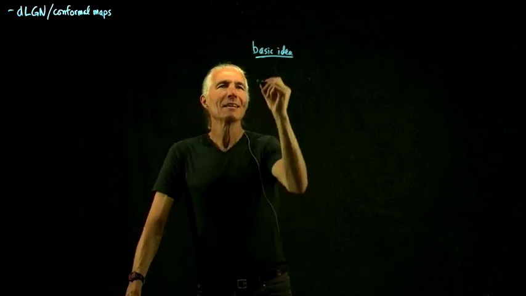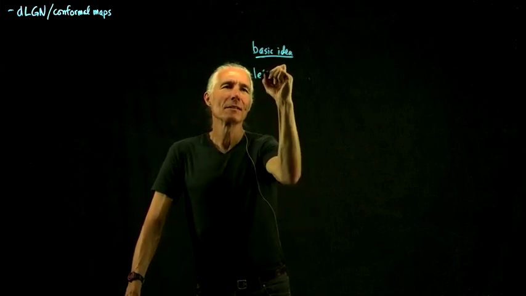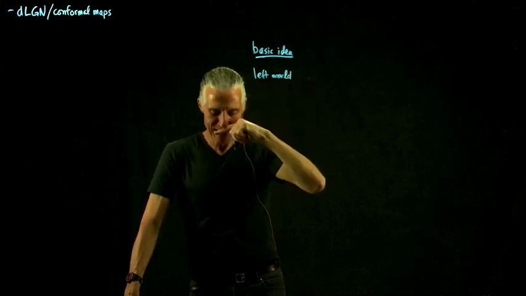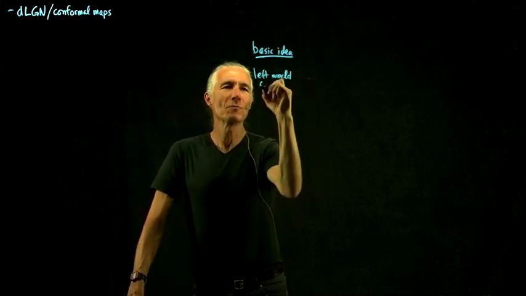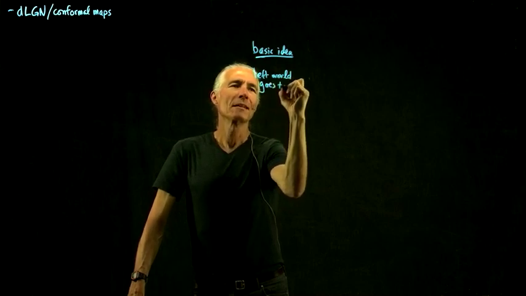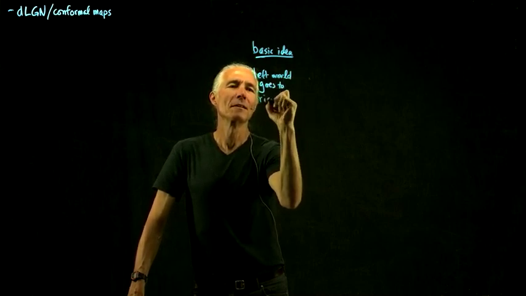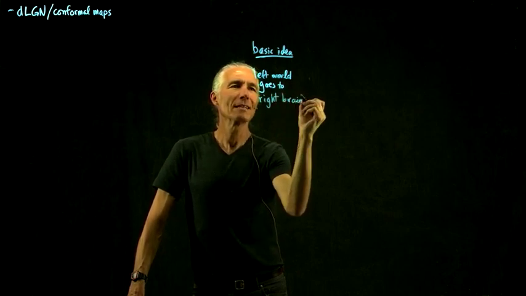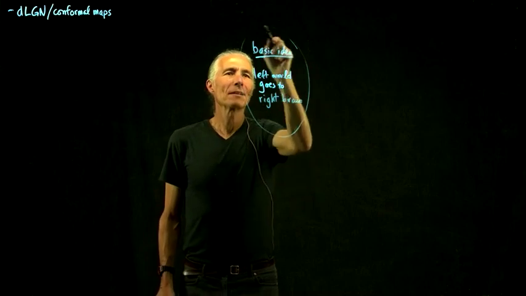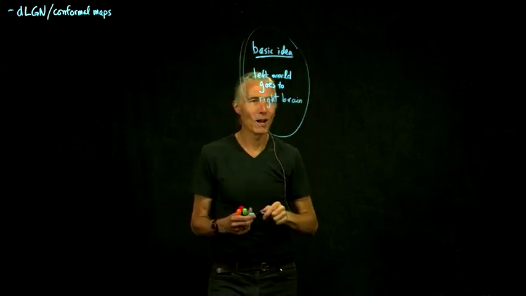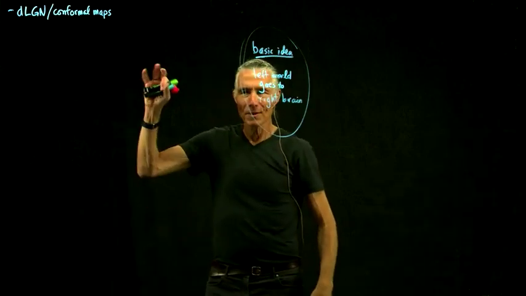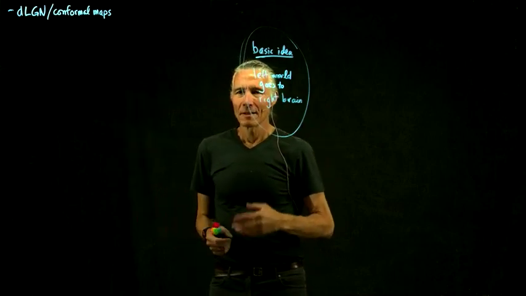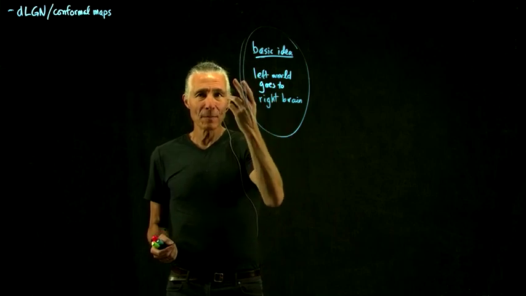So the basic idea is, the left world, this is the simplest thing to keep in mind: left world goes to right brain, and vice versa. And part of the complexity is the lens. So just keep that in mind, it will keep you from getting lost. So the left world goes to the right brain. The problem is that the lens flips things.